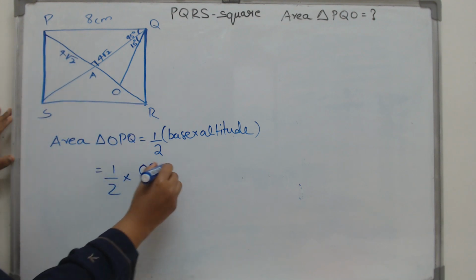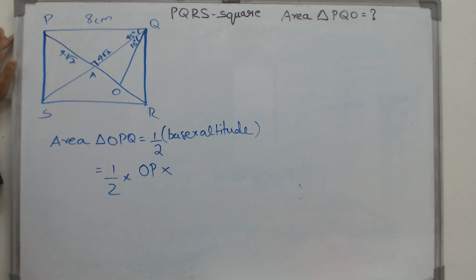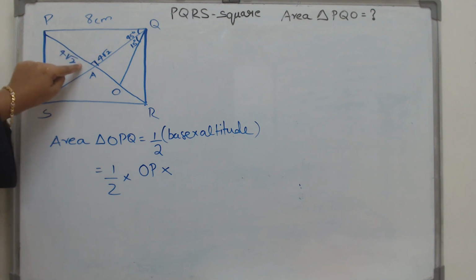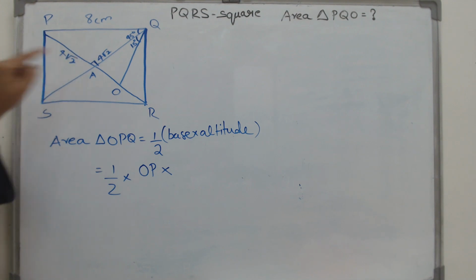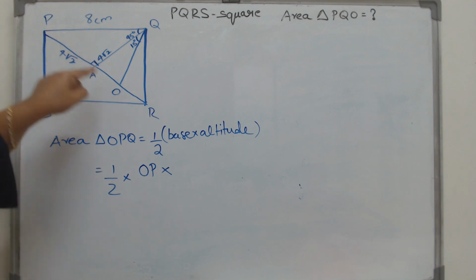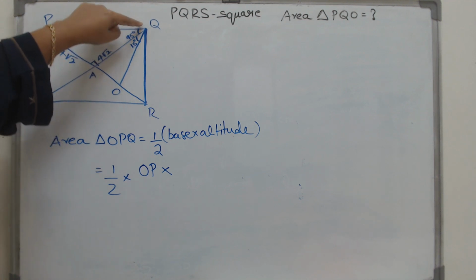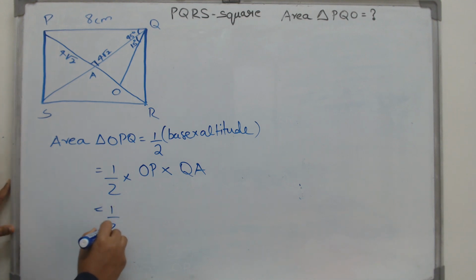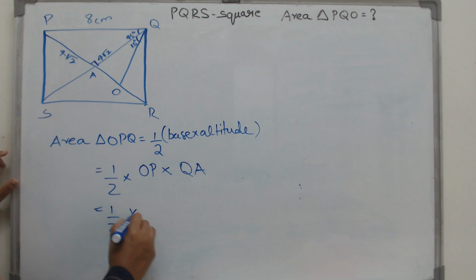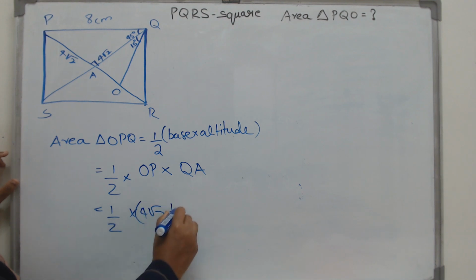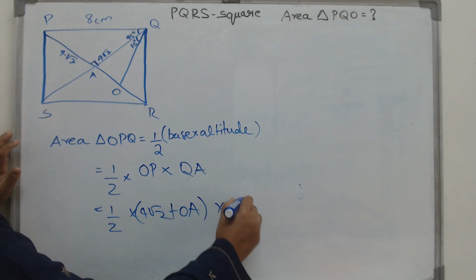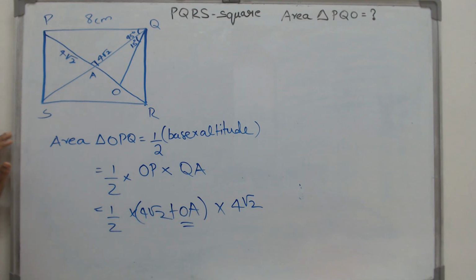It is any side of the triangle, and the altitude is a perpendicular line from the opposite vertex to that base. Do we have such a line? Do we have a perpendicular line which connects OP to its opposite vertex Q? Here, QA. QA is the altitude that we are talking about. Now what is OP? OP is 4 root 2 plus OA. And then what is QA? We have found that to be 4 root 2. Now all we need to do is find OA.